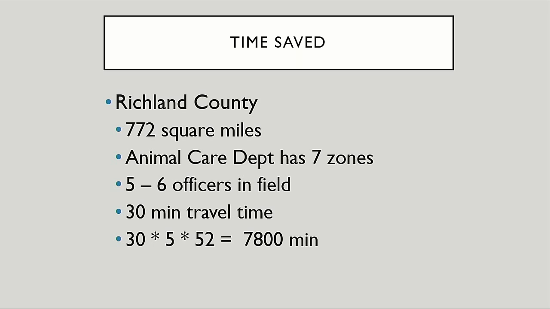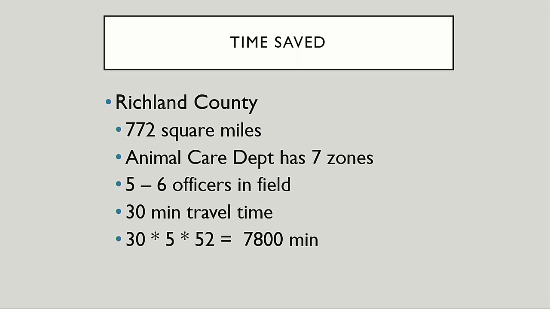This is the important slide. This is the time we saved for the county. The county has about 772 square miles, and the animal care department has about 7 zones. And every day, about 5 to 6 officers go in the field. At the end of the day, it would take them an average of 30 minutes to come back to the office, and they would again have to enter all the stuff like animal information on the paper. They had to do all the duplicate work. They had to attach a digital camera and everything. I only had the travel time here, but if you were to see the duplication of the work, it's easily an hour.